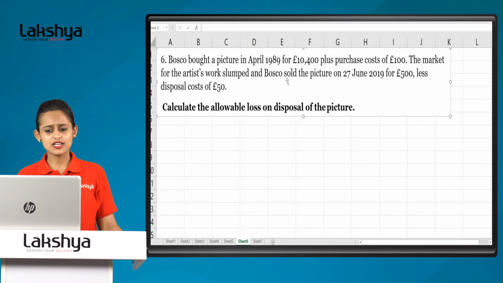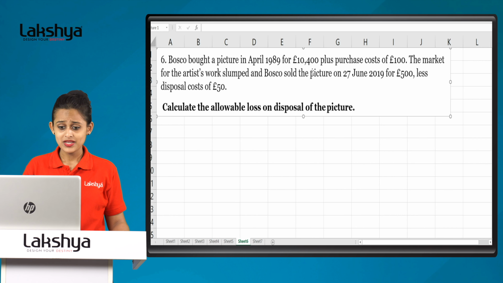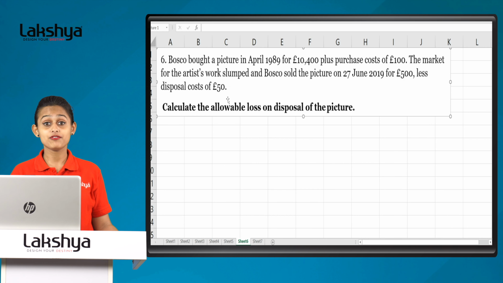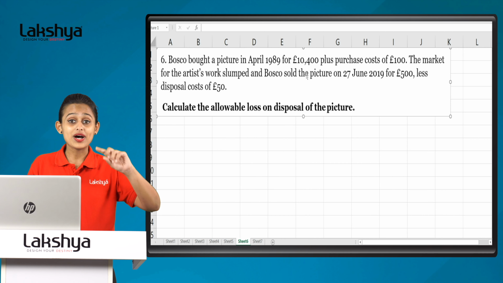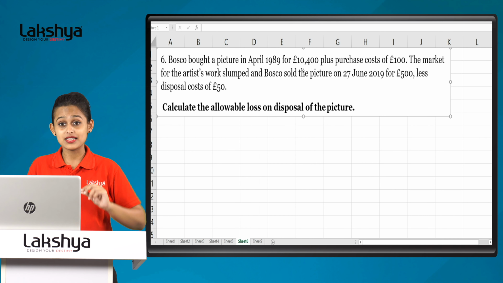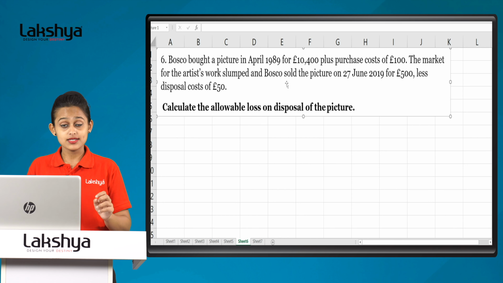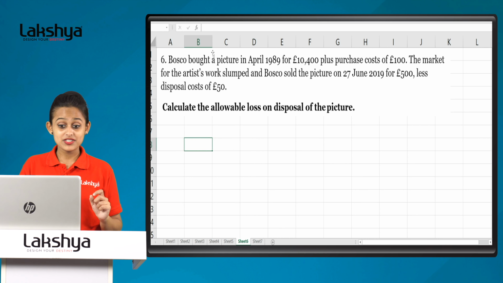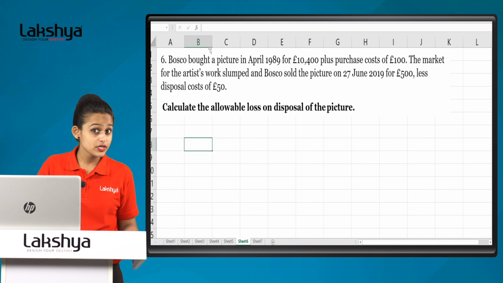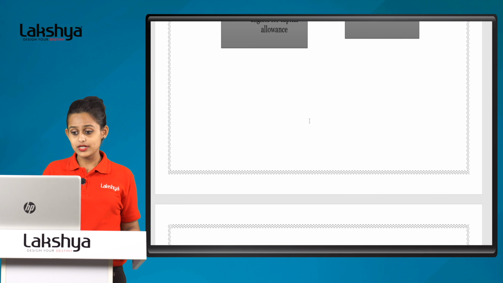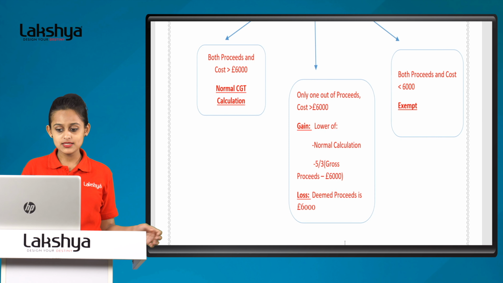Bought a picture for 10,400, so that's the cost. Then the market value slumped, so Bosco sold the picture for 500 less disposal cost of 50. You see there, one is greater than 6,000, the other one is lesser than 6,000. So this is case 2. Is this a gain or a loss? It is definitely a loss. So deemed proceeds is how much? As you see in the chart, deemed proceeds is 6,000.